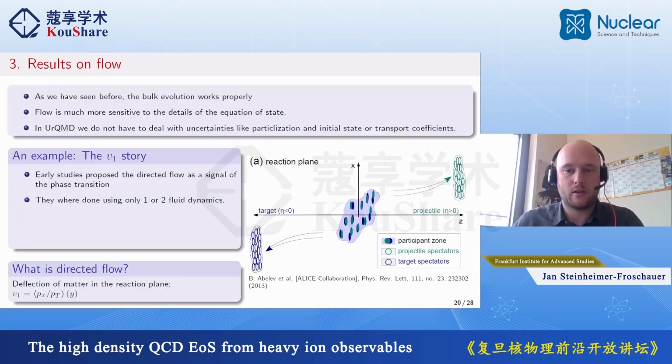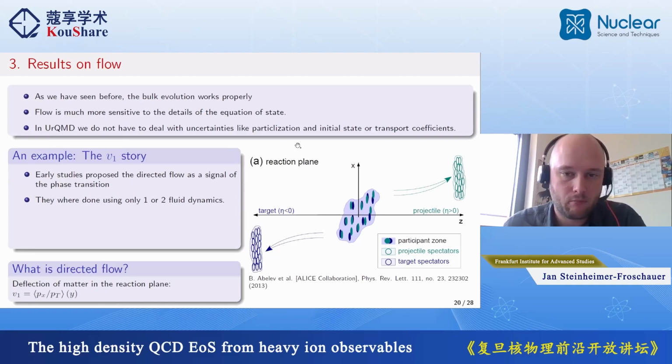Now, coming to possible observables is really the next interesting part, right? So we want to calculate things. There are many observables which have been discussed, and I will go through a few of them. As we've seen before, the bulk evolution works properly, and now we can first look at flow, which is much more sensitive to the details of the equation of state, right? And the advantage is that now in our EoQMD, we don't have to deal with the uncertainties like the particleization, initial state, or transport coefficients.